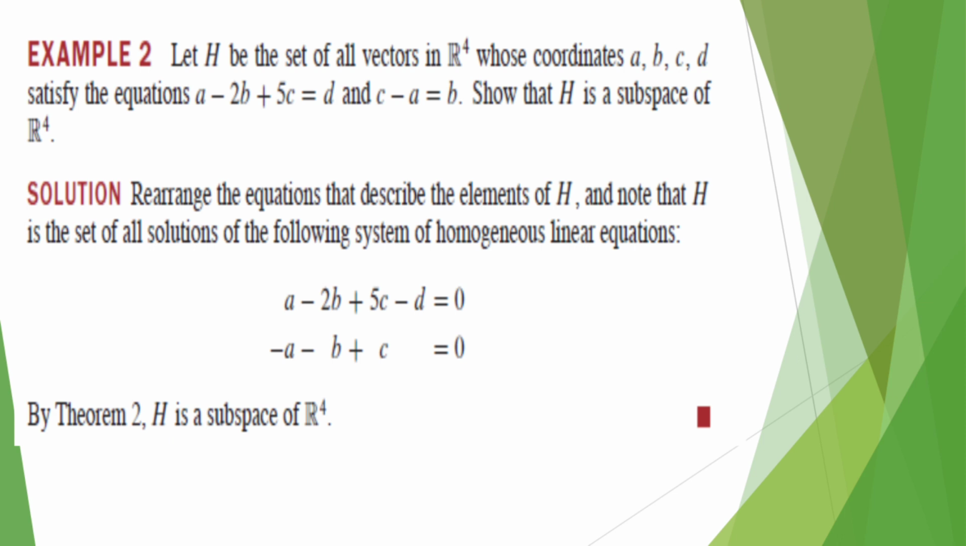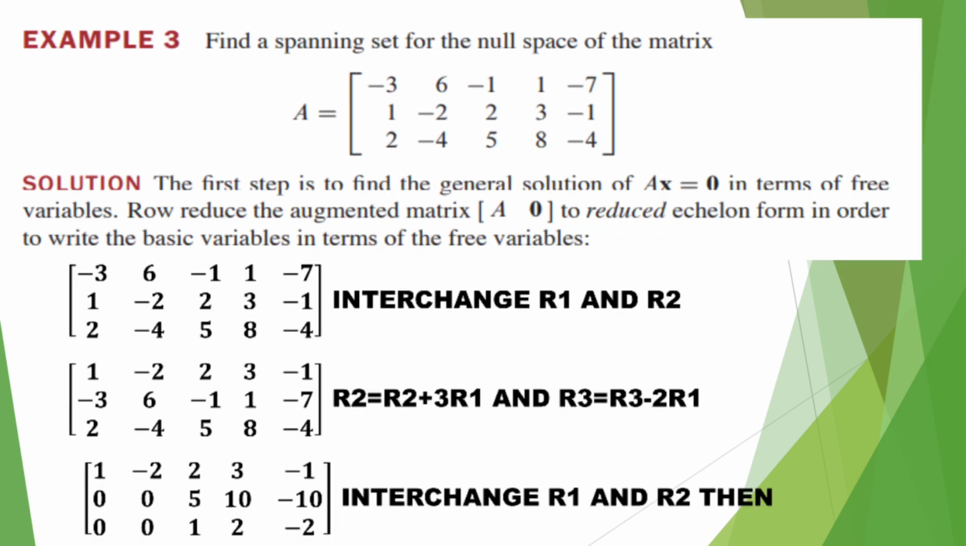These two equations we write in matrix form. The matrix form is: first row 1, minus 2, 5, minus 1; second row minus 1, minus 1, 1, 0; times (A, B, C, D) equals 0. So it is in the AU equals 0 bar form, where U, that is (A, B, C, D), is an element of R to the power 4. So we say that H is a subspace of R to the power 4.